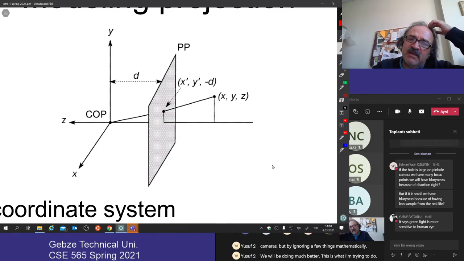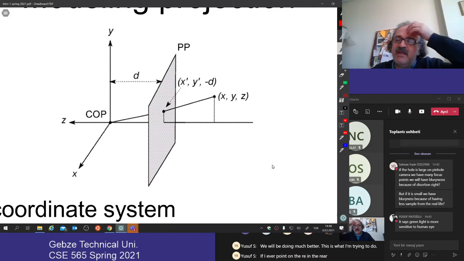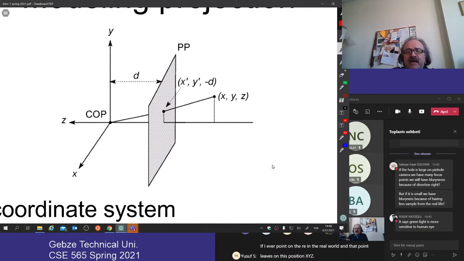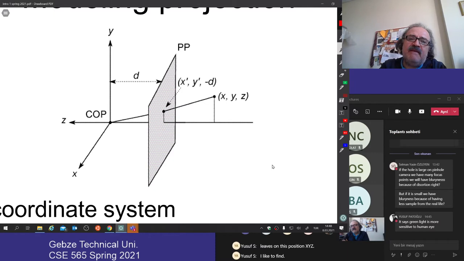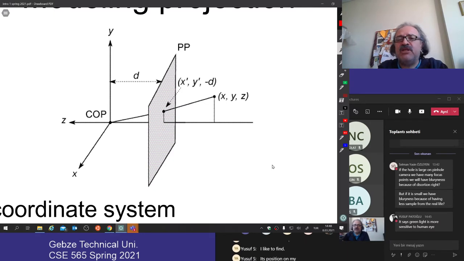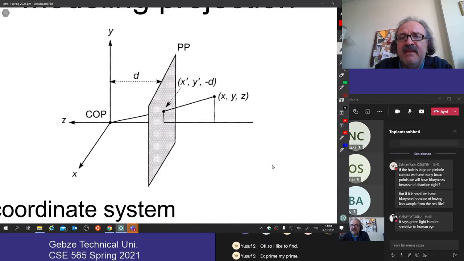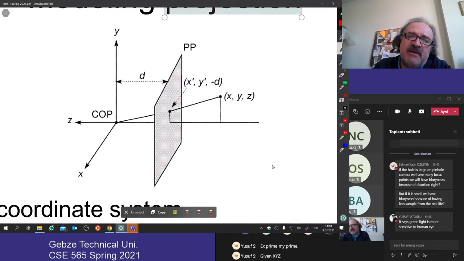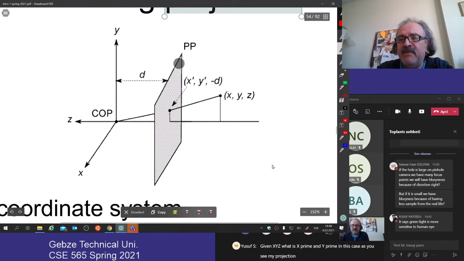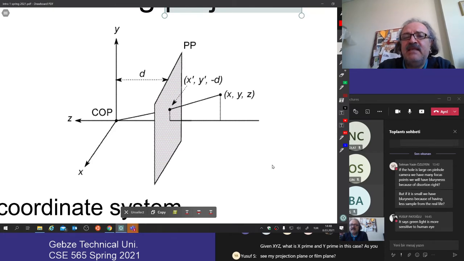This is what I am trying to do. If I have a point in the real world, and that point lives at position XYZ, I would like to find its position on my projection plane, that is on my image. So I would like to find x prime, y prime. Given x, y, z, what is x prime and y prime? In this case, as you see, my projection plane or film plane is this distance away from the center of projection.